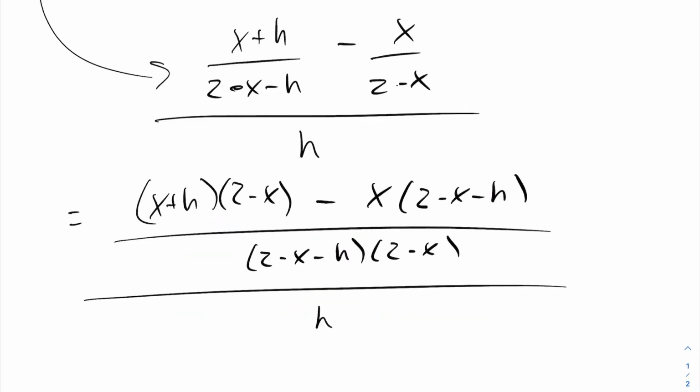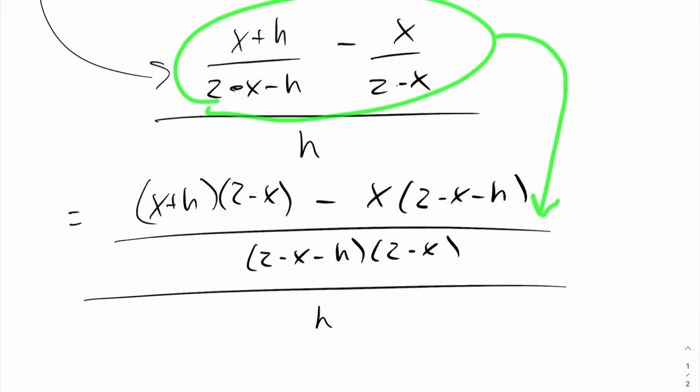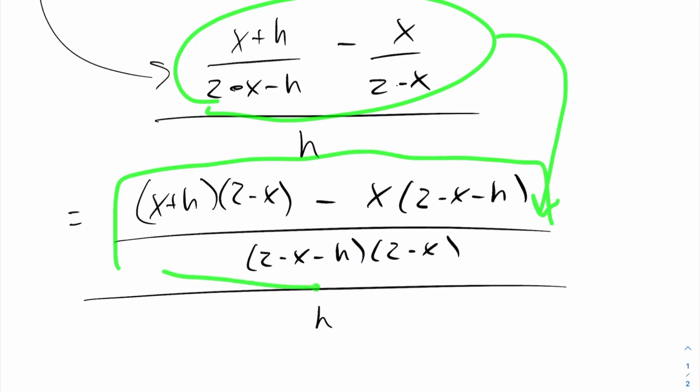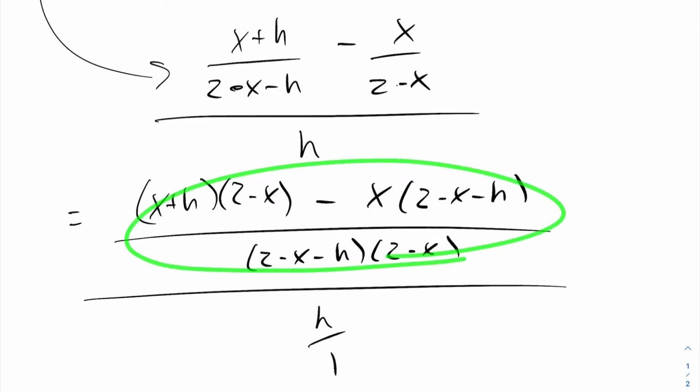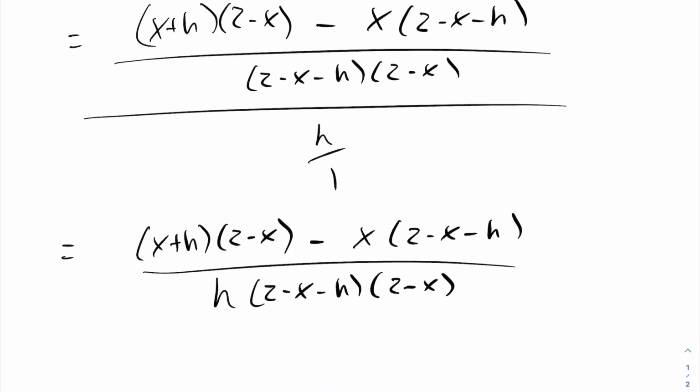Doing so, you'll notice what I've done is I've gone ahead and done that, and what we have here is this expression, now with a common denominator, replacing these two terms that we're subtracting. So now that I have this here, I want to do some simplification. This h on the bottom is actually over 1, and what we have is a fraction divided by a fraction. So when you have a fraction divided by a fraction, you multiply by the flip. Doing so, we get the following.